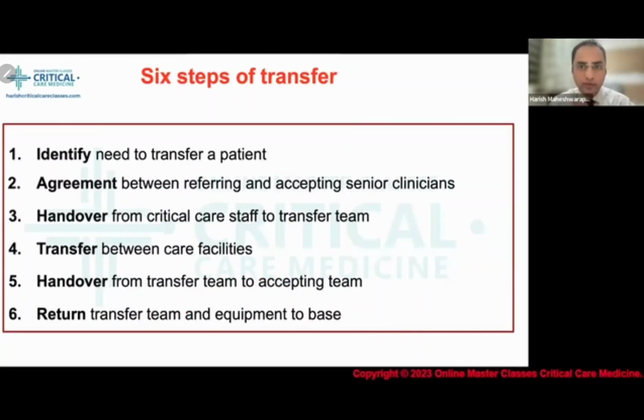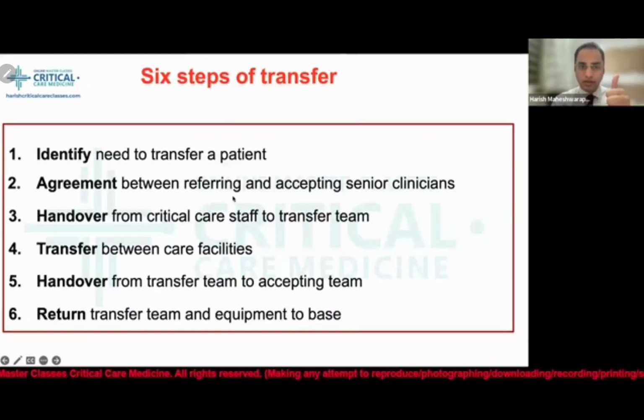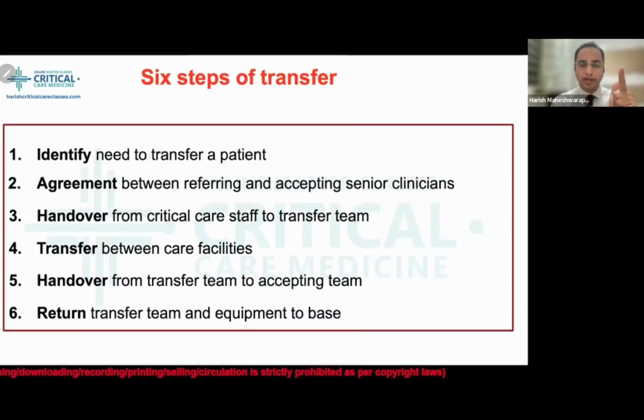There are 6 steps of transfer that we need to understand. First, identify the need for transfer of a particular patient, for example an escalation of therapy, or a diagnostic modality that is not available. You don't have that equipment currently functioning. Whatever the reason, you need to identify why you are transferring a particular patient. In the Indian scenario it may also be logistic issues, like financial issues.